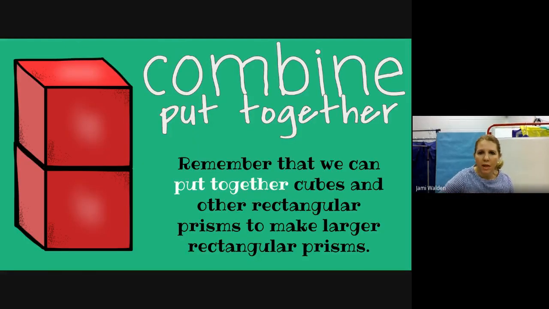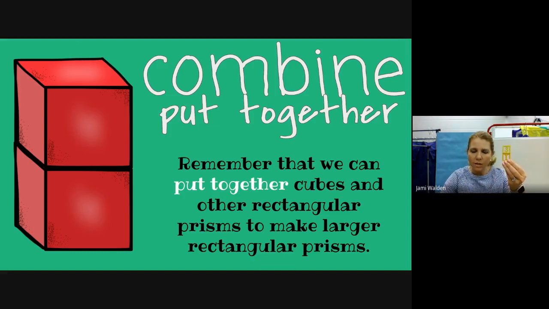Combine means to put together. Remember, we can put together cubes and other rectangular prisms to make larger rectangular prisms. Let me grab my shapes and let's try that. So if I were to take two small cubes, they all have flat square faces. If I was to put these together or combine them, I make a new shape. I no longer have two cubes. I have one larger rectangular prism.